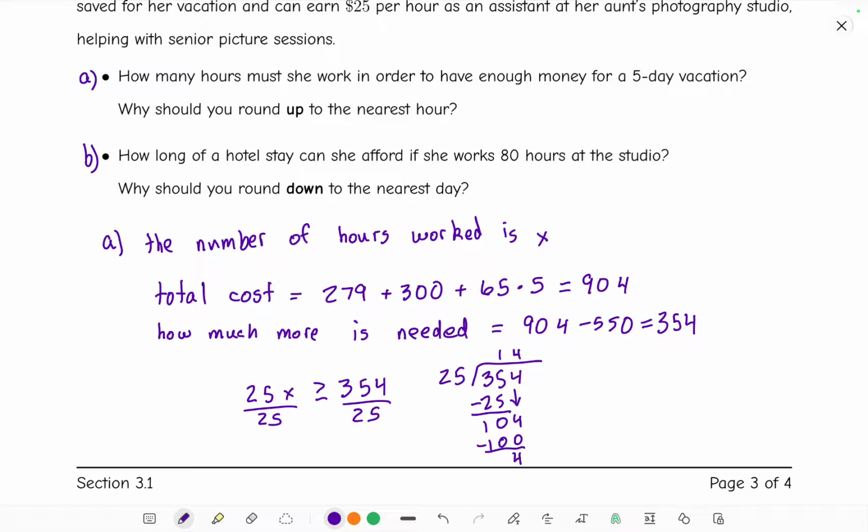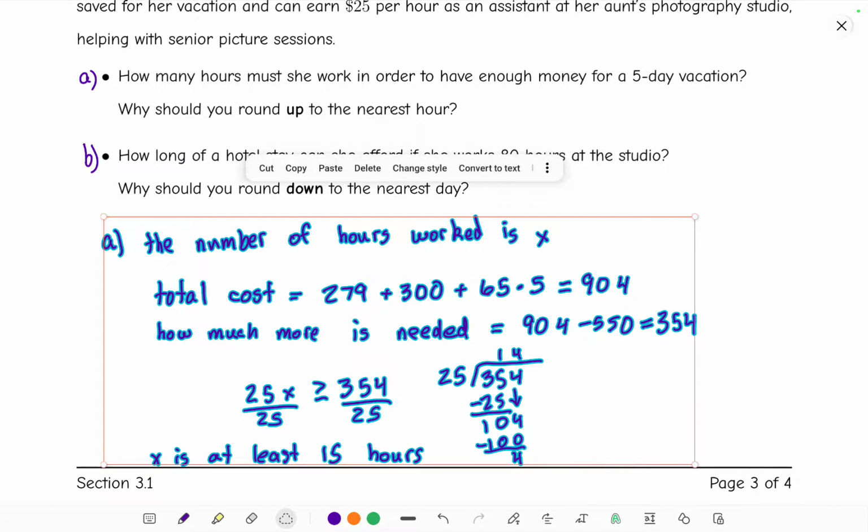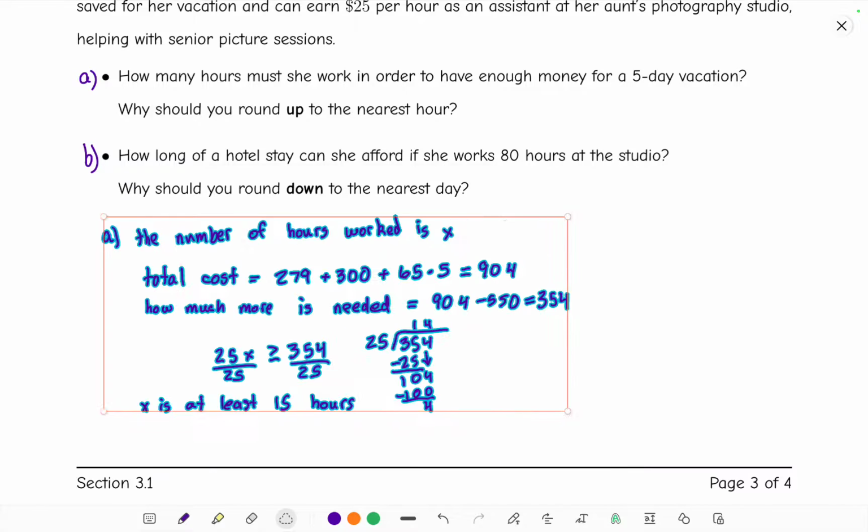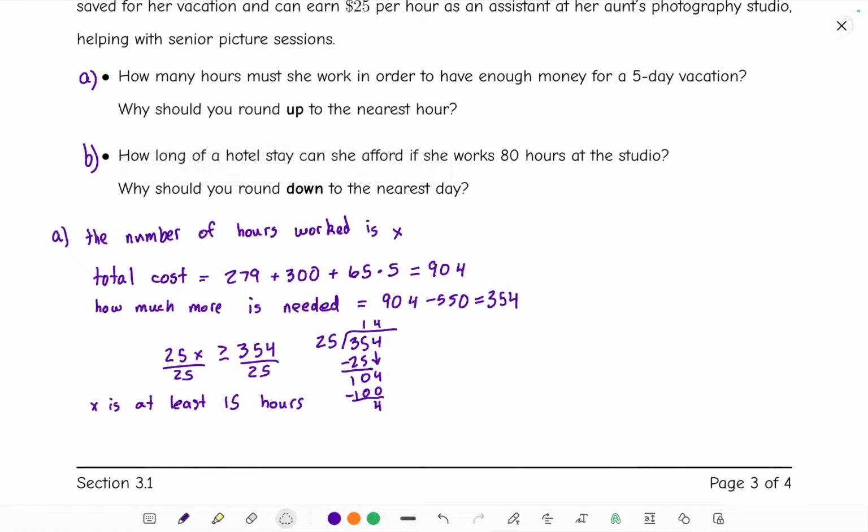Now, the reason why we want to round up is because we need to make at least $354. So whatever this decimal is, wouldn't be that hard to figure out for this one, but whatever it is, I know I'm going to want to round up. So x is at least 15 hours. Now I just realized I ran out of room, so let me clean this up a little bit, so I have enough room to do part B.